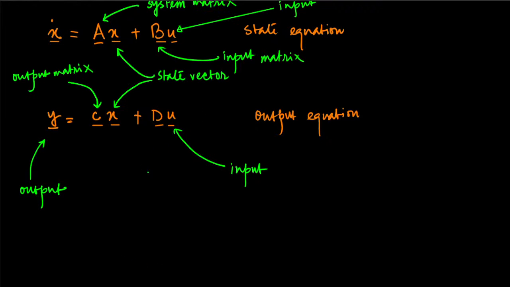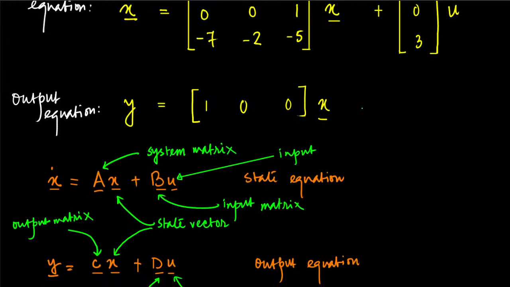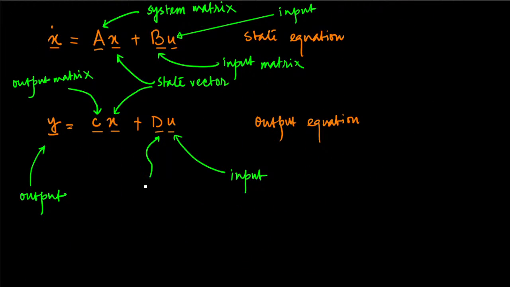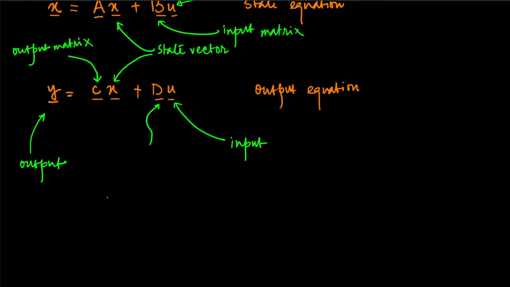Okay, and D, notice very carefully, this D, if it actually exists, would appear like something like this. This will actually relate the input directly to the output. When something goes directly to the output without actually going through the system, that's called a feed forward, and that's why D is sometimes called the feed forward matrix.